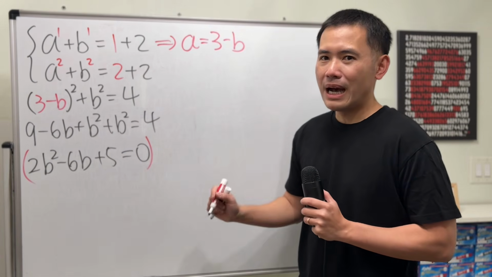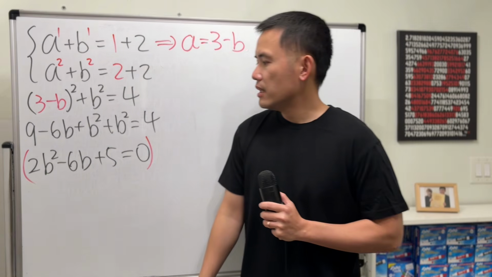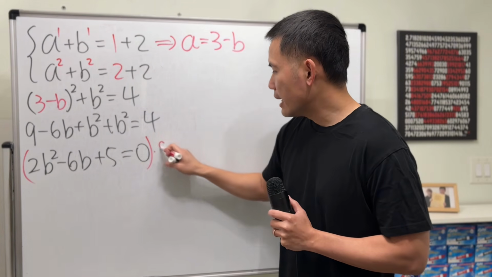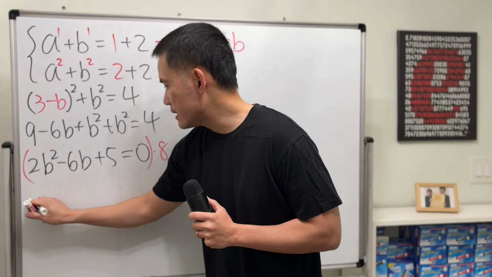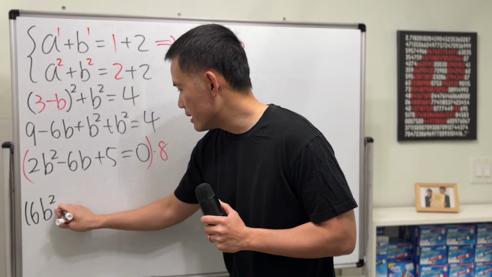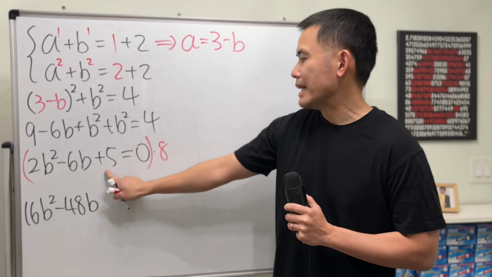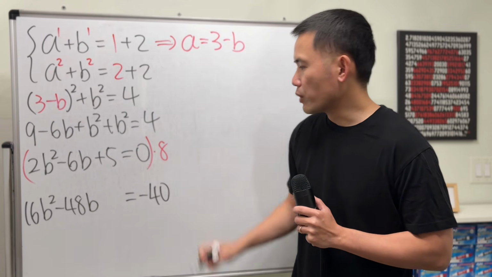Multiply everybody by 4a. A is the leading coefficient here. So in this case, it is 4 times 2, which is 8. I will multiply everybody by 8. Have a look. 8 times 2 is 16 b squared. And then minus 48b. 8 times 5 is 40, but let me bring that to the other side. Leave a space, and that's going to be minus 40.